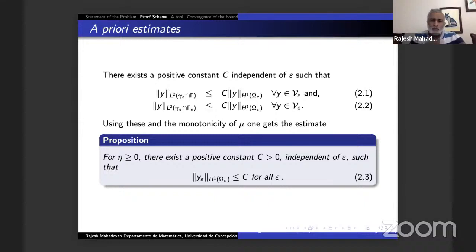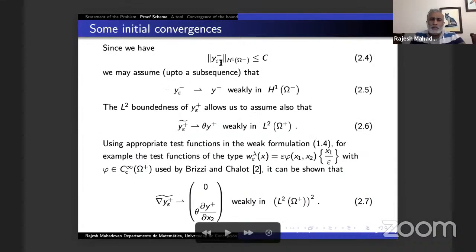But in any case, what is clear is that this uniform estimate for H1 of omega epsilon implies in the lower part a uniform estimate for the same sequence, but restricted to the lower part. And so you have weak convergence in the lower part of y epsilon minus.